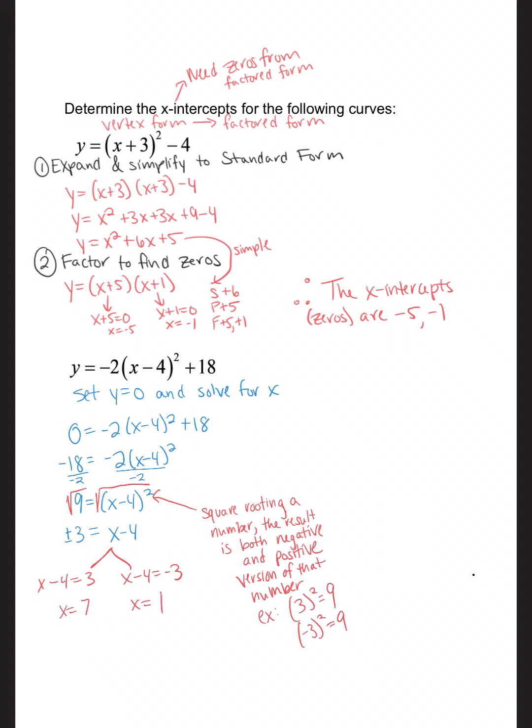So this is another way we can go about actually finding our zeros. So we can say, therefore, the x-intercepts, or zeros, are 7 and 1. So you can use either strategy that I just showed you.